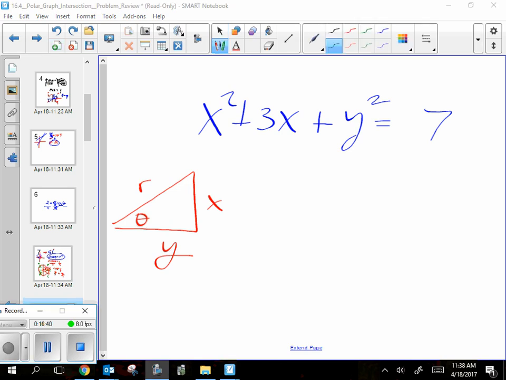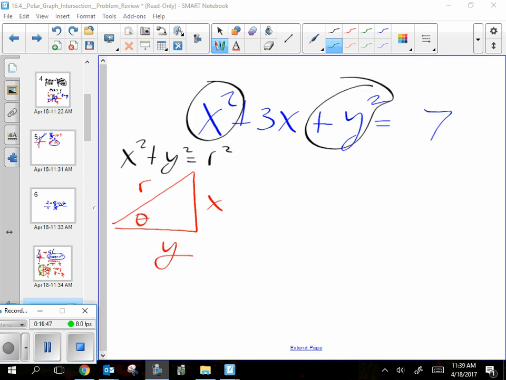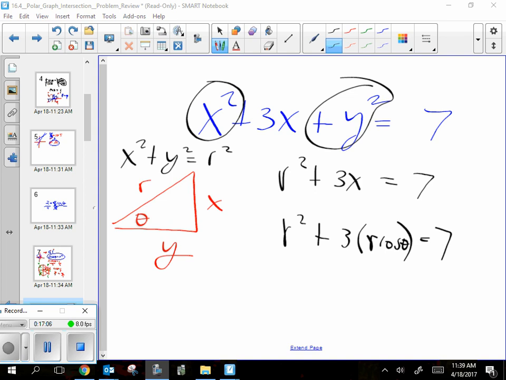I like it. We'll use x squared plus y squared equals r squared, and there it is. There's an x squared plus a y squared, and I'm going to pull them out and put in r squared. R squared plus 3x. We still have a 3x left. What am I going to do with that? Is there anything you could swap out an x for? Yes, sir. Instead of x, I'm going to put in r cosine theta. You are correct, sir. And have I got it down so it's only r's and thetas left?